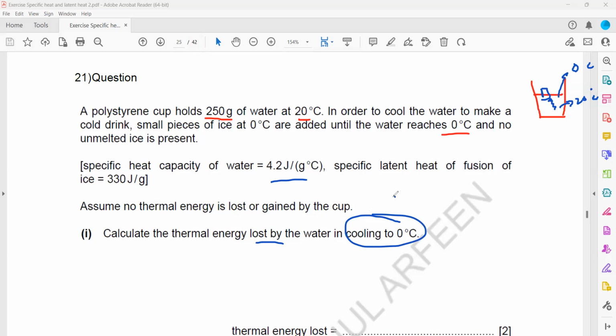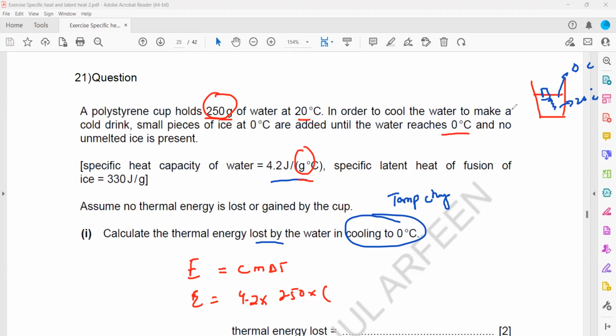Because water is cooling, it means there is a change in temperature. Whenever there is a change in temperature, which formula do we use? We always use the formula E equals c m delta T. E is the energy supplied or removed. Remember one thing: if the mass is in grams, the specific heat capacity or specific latent heat is in joule per gram or per kilogram, the unit should be the same. If this is gram, this should be gram as well. We don't have to change the unit, so it's 4.2 times the mass 250 times the temperature change.